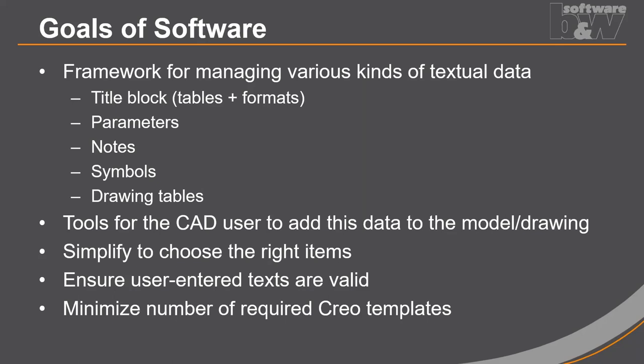We also have the intention to simplify the user to choose the right item, as he would not have to choose it from a huge pool of items which are available, but just from a small selection of items which are, for the context he works in, valid there. So if he creates a plastic part, maybe he will get a certain set of annotations like symbols. And if he creates a sheet metal part, he will get another set of symbols. So he always gets the right content for its object.